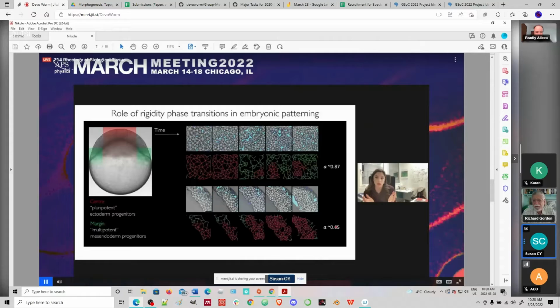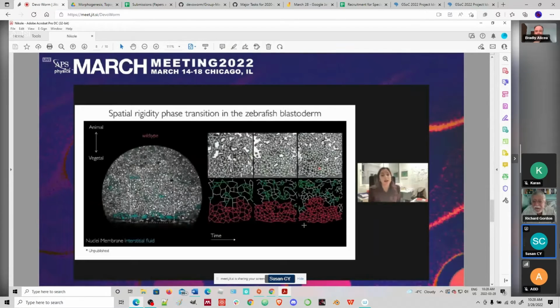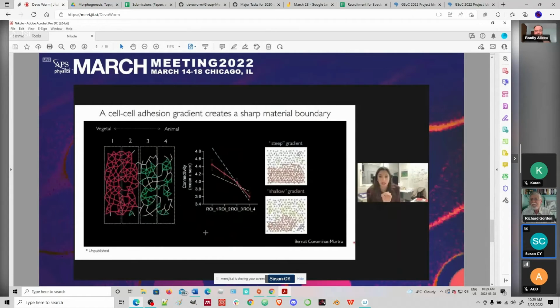Anyway, she made a whole bunch of these networks, and the red are pluripotent ectoderm cells, and the green ones on the margin are multipotent, she says, mesoderm. So the yolk cells are red, and the animal portion is the green here. She made these networks and then studied them, and their activity and viscosity and a bunch of other things.